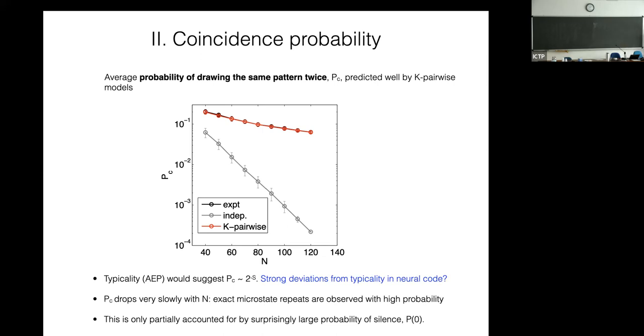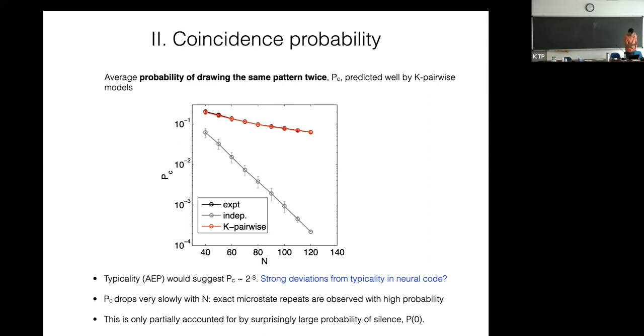We can also show that this is not simply due to the fact that the probability of silence is high. You could think, okay, that's just a consequence of the all-silent pattern being very frequent. So I sample once and I get all silent, I sample the second time, I get all silent. So that's the only thing. No, there are also other patterns that exactly repeat many times in the data set. And so you're much more likely than you would have thought to draw exactly the same configuration.